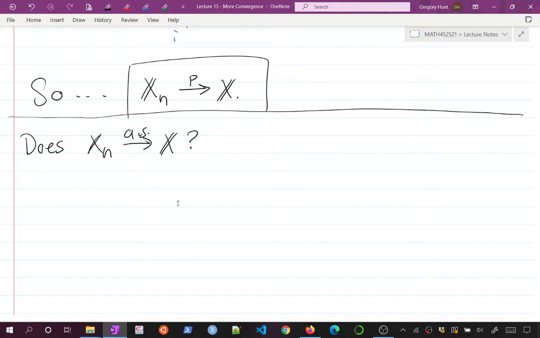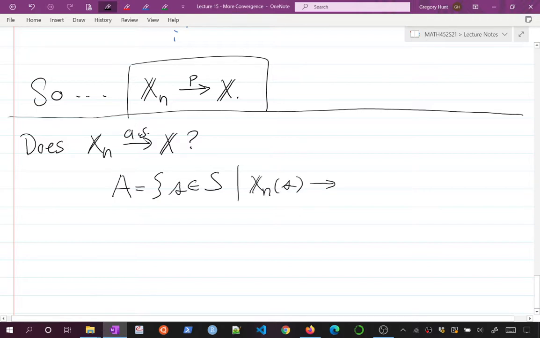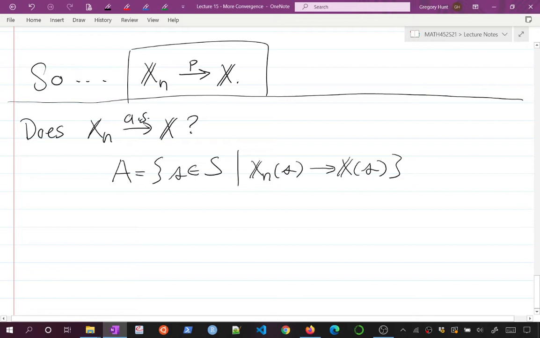To establish almost sure convergence, what we need to do is look at the set A, and this is going to be some event. It contains samples in our sample space, the set of things where xn converges to x. So for which little s's is this true? And we could say that xn converges almost surely to x if and only if the probability of this set is equal to 1.